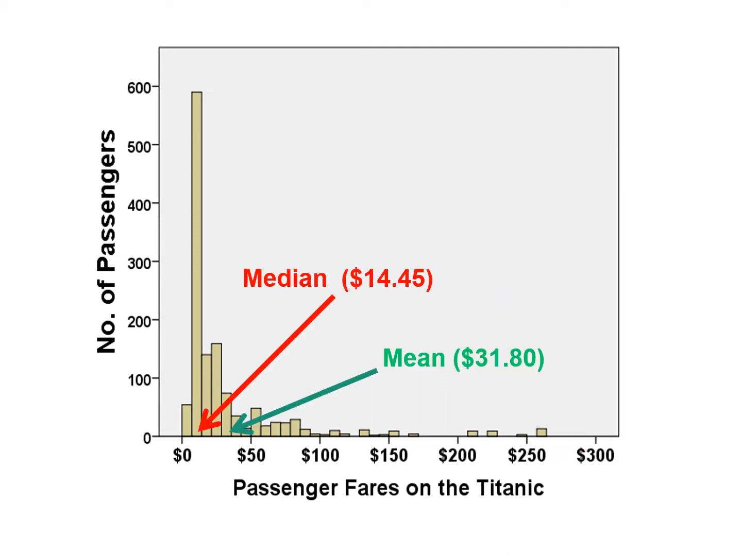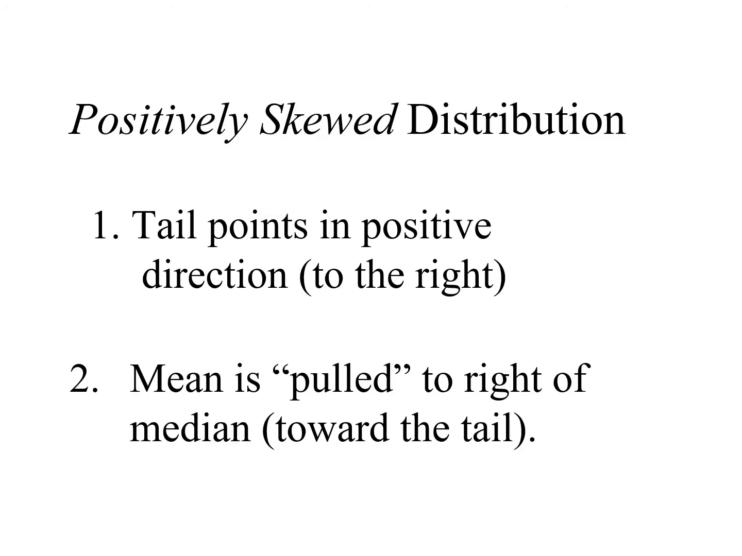And here's the mean and the median. As you can see, the mean fare was greater than the median fare. This always happens with positively skewed distributions. When you average in the few passengers who paid more than $200, the mean gets pulled to the right, but the median isn't affected by those high scores. So to sum up, in a positively skewed distribution, the tail points in the positive direction, that is to the right, and the mean is pulled to the right of the median towards the tail.